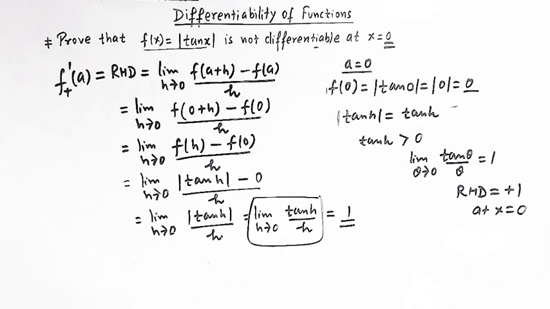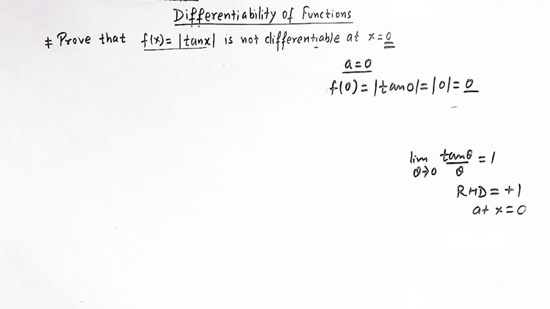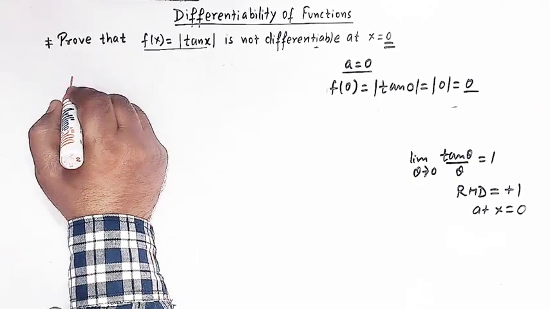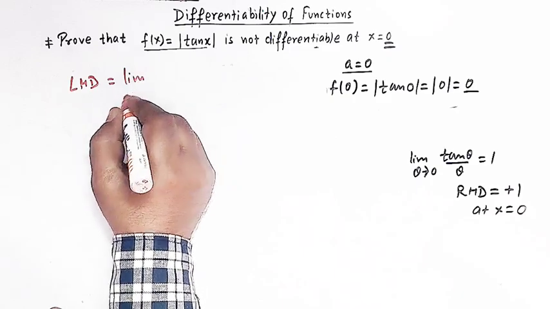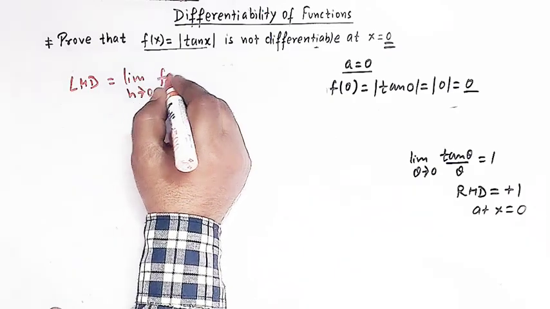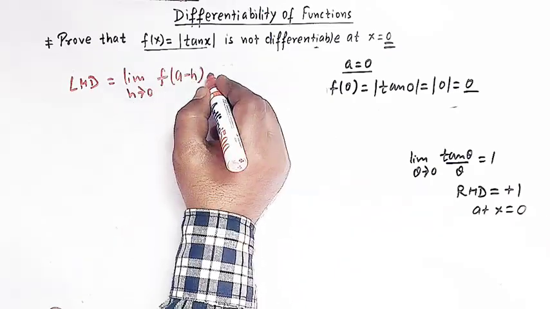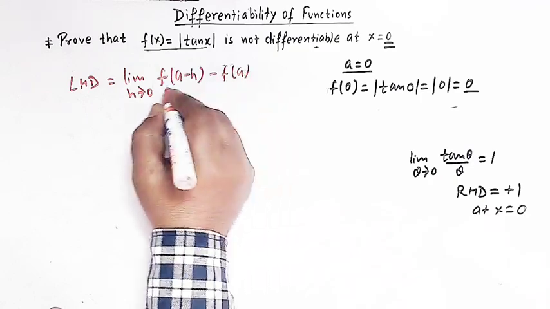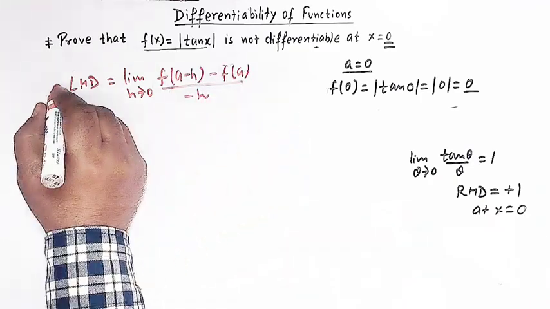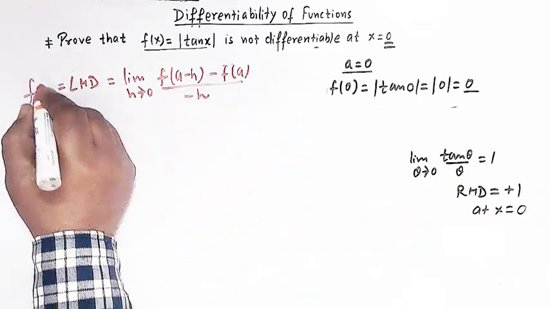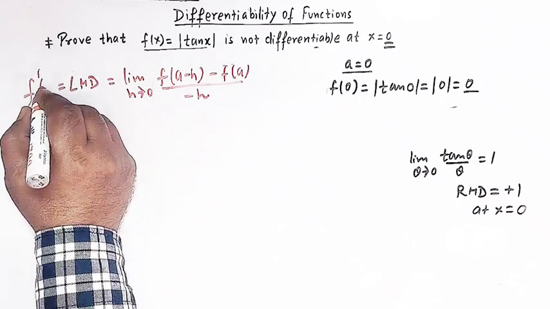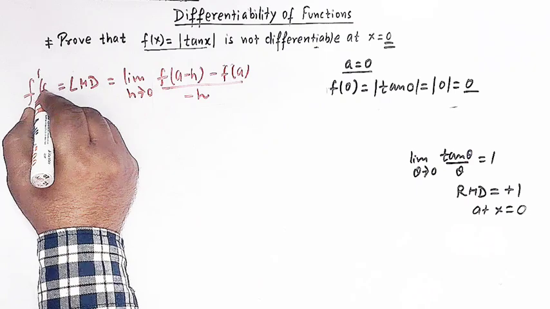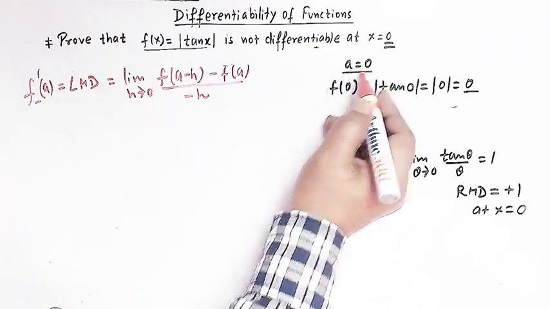So now let us find out the value of the left hand derivative. The left hand derivative is defined by this limit: limit h tends to 0, f of a minus h minus f of a divided by minus h. And here we have the notation for the left hand derivative, f prime of a. Now the value of a is 0.